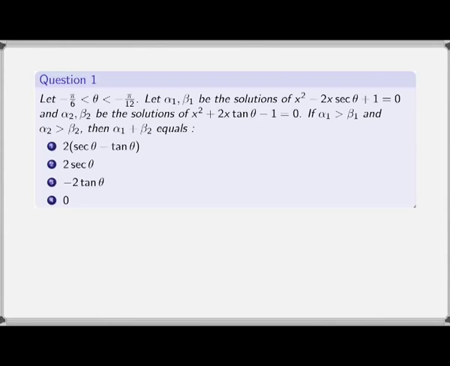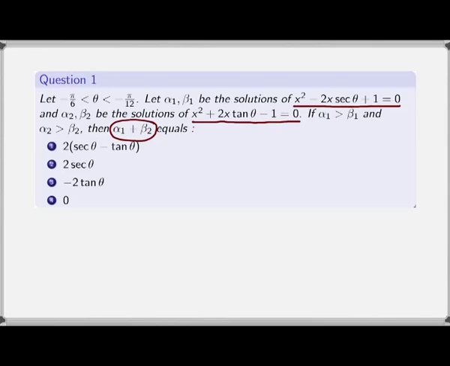We are told that alpha 1 and beta 1 are the solutions of the quadratic equation x square minus 2x sec theta plus 1 equals to 0, and alpha 2 beta 2 are the solutions of the quadratic equation x square plus 2x tan theta minus 1 equals to 0. We are also told that alpha 1 is strictly bigger than beta 1 and alpha 2 is strictly bigger than beta 2. Then our job is to find out what is alpha 1 plus beta 2. And to do that, we have to find out what are alpha 1 beta 1 and alpha 2 beta 2.